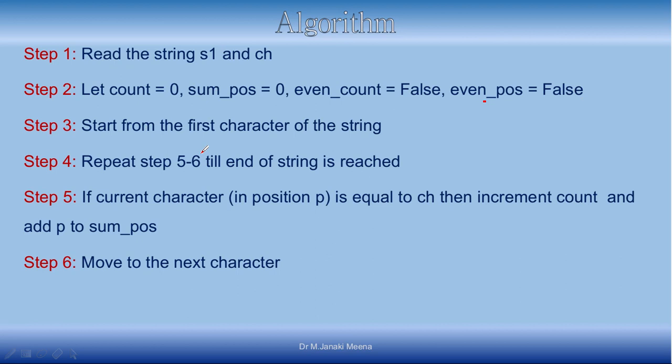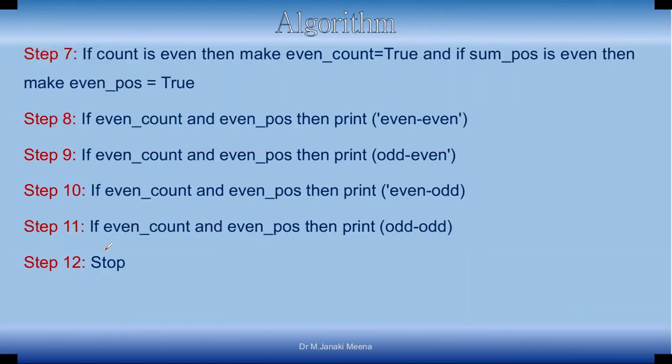So in this procedure, what we should do is take the characters one by one, and check whether the character we are taking from the string is CH. If the current character at position P is equal to CH, then we increment the count, the number of times it is occurring, and add P to the sum of positions. Then we move to the next character. This is how we generally do it for each character in the string.